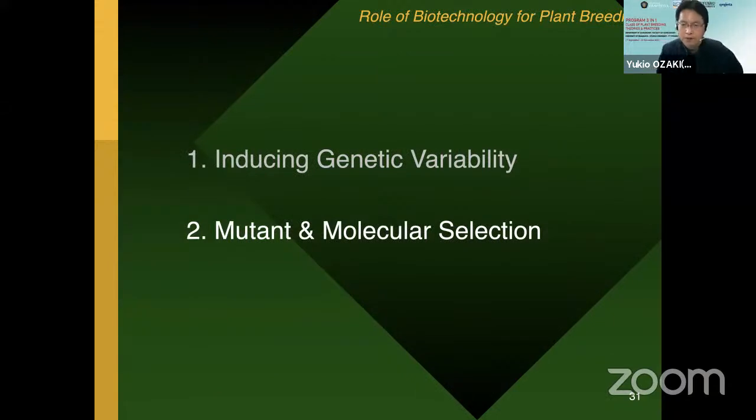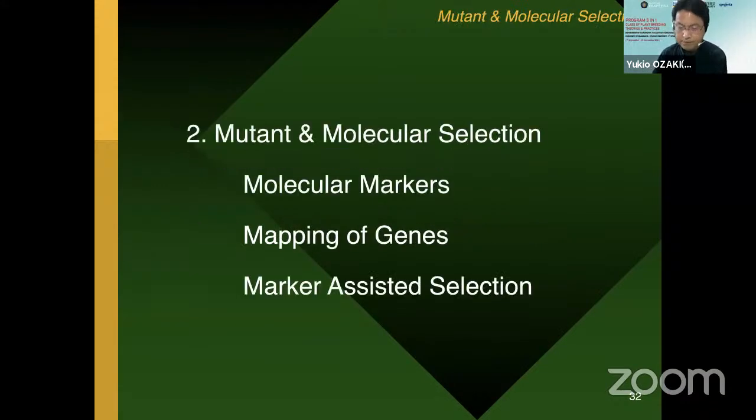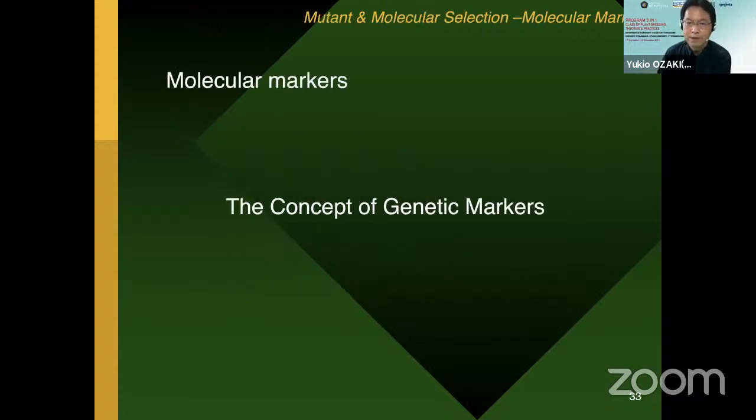Secondly, I will talk about mutant and molecular selection. There are 3 steps in mutant and molecular selection: establishment of molecular markers, mapping of genes, and marker-assisted selection. Genetic markers are simply landmarks on chromosomes that serve as reference points for the location of other genes of interest when a genetic map is constructed.